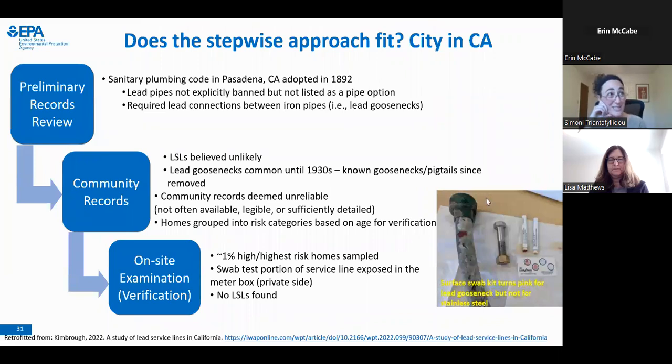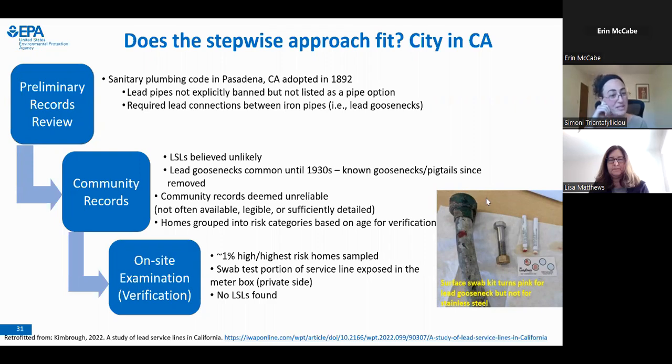Let's look at another city now in California. If you remember from previously, California doesn't have a long history of lead service lines. So here the steps might have been a little bit different. So the city's Pasadena, where lead pipes were not believed to be likely, but lead goosenecks were present. And that's what the preliminary records review kind of indicated.